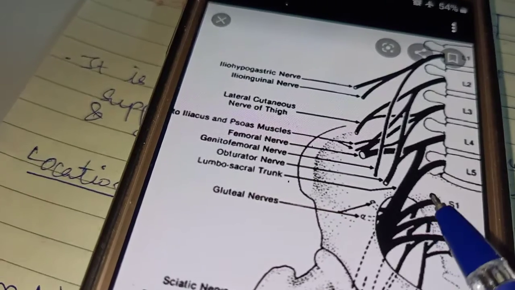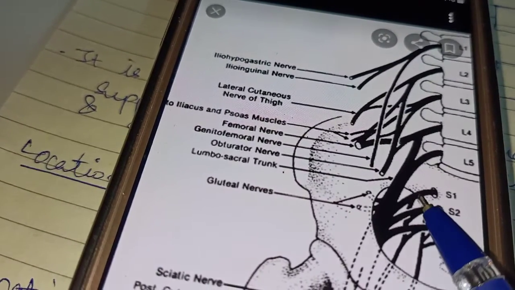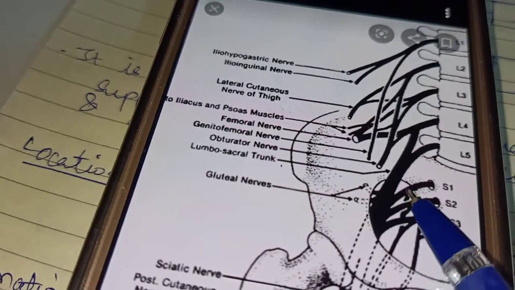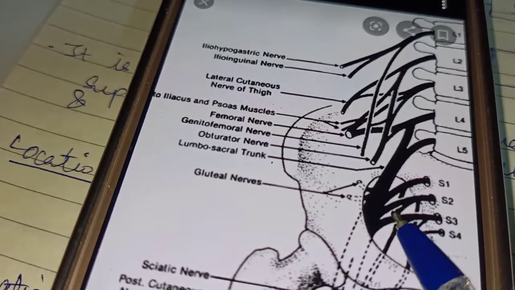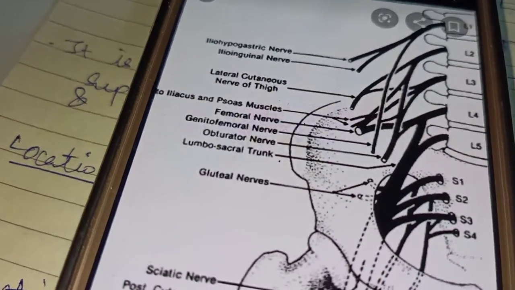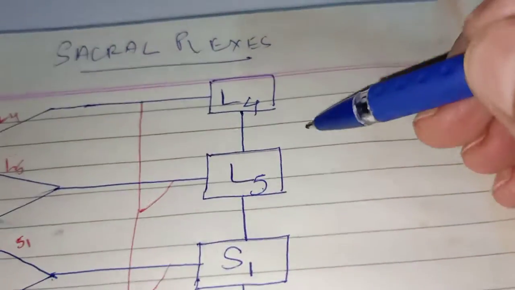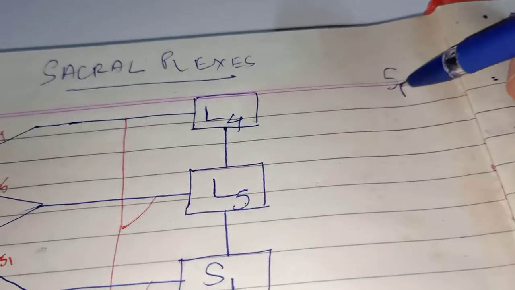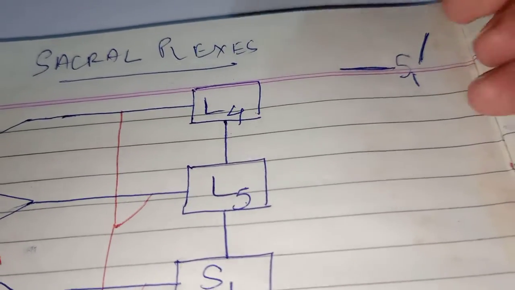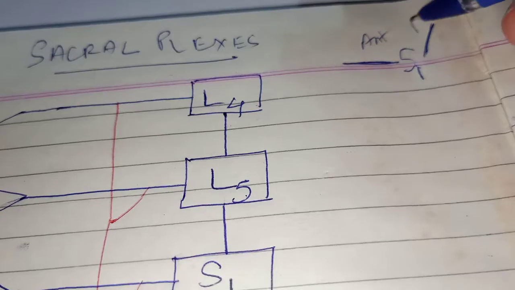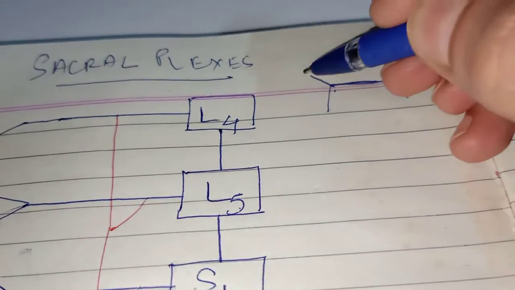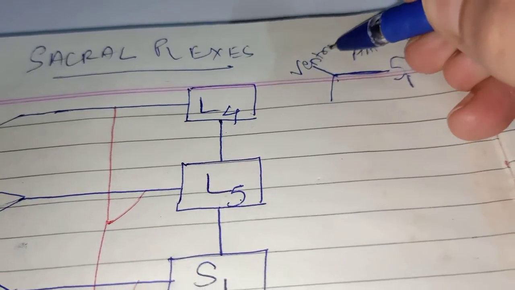Clear? The anterior rami again has both dorsal and ventral division. So ventral means anterior and dorsal means posterior. Okay. So if this is S1, suppose, there is anterior division and there is posterior division. So this is anterior, this is posterior. Again it is divided into ventral and dorsal.